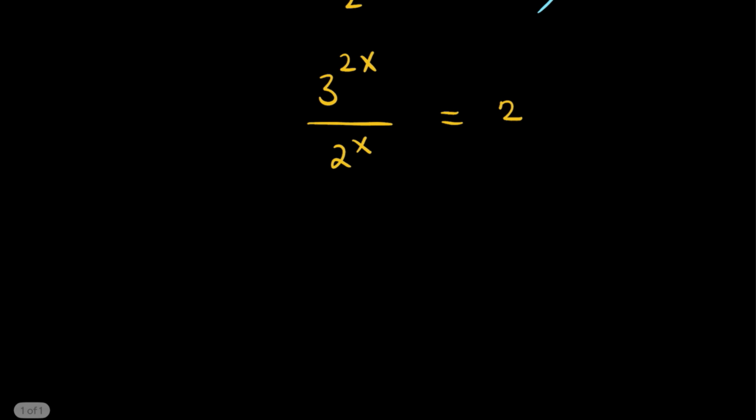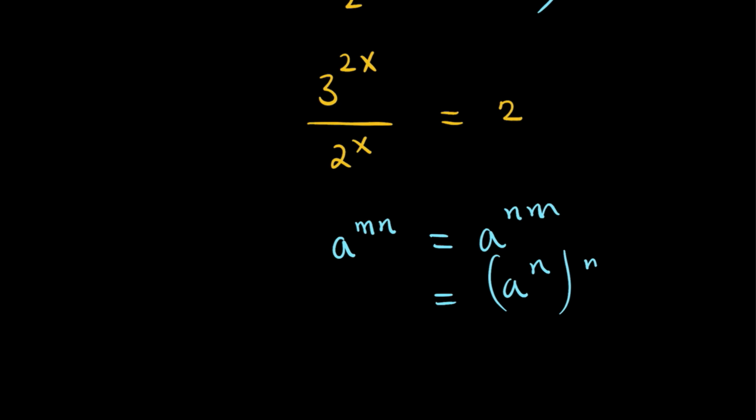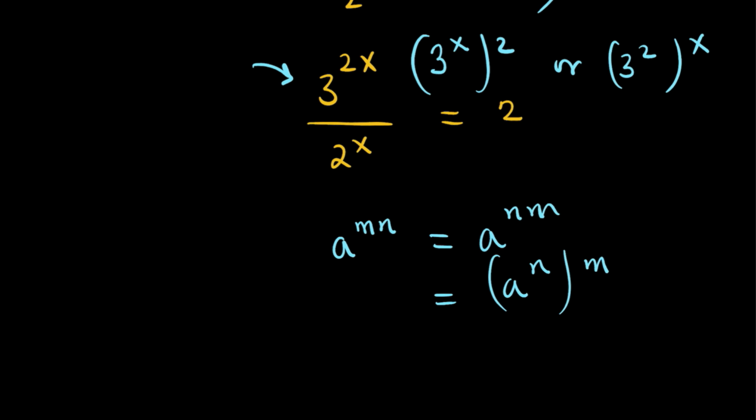Let us apply another law of indices. Given a raised to power m times n, we can also write this as a raised to power n times m, which is also the same thing as saying a raised to power n, raised to power m. This is so that we can write 3 raised to power 2x as 3 raised to power x, raised to power 2, or 3 raised to power 2, raised to power x. This here is exactly what we need.